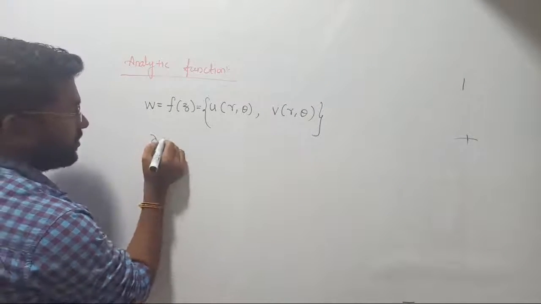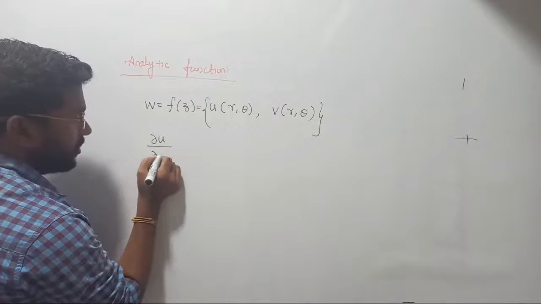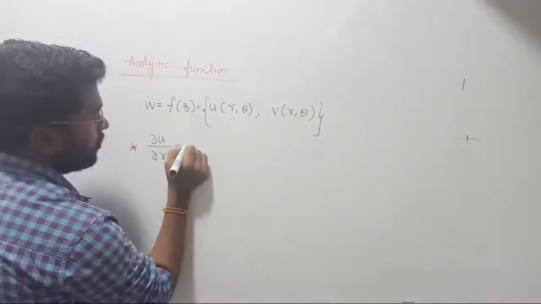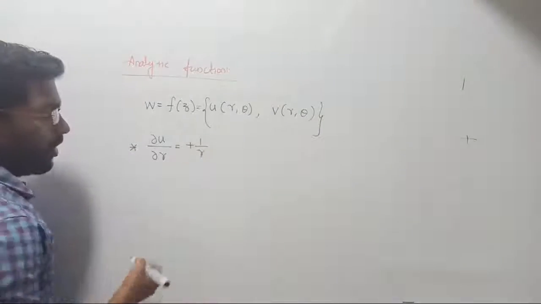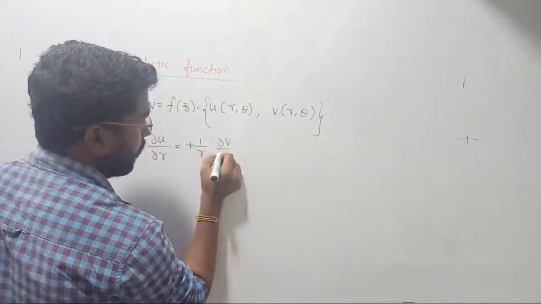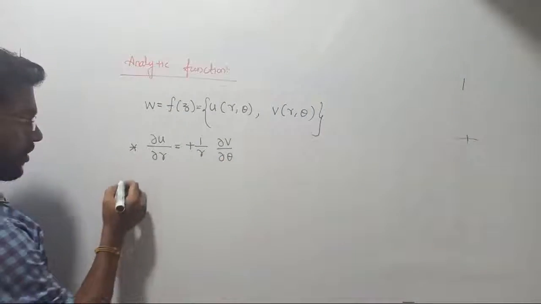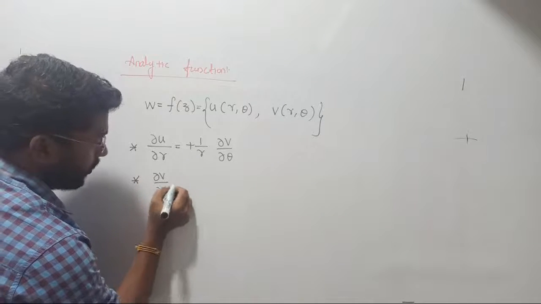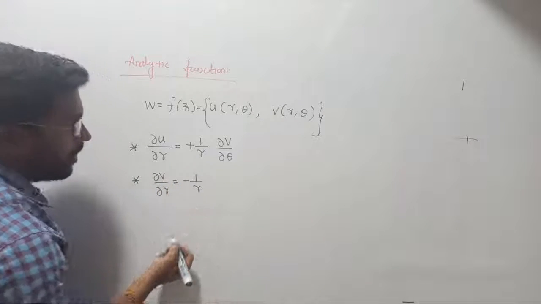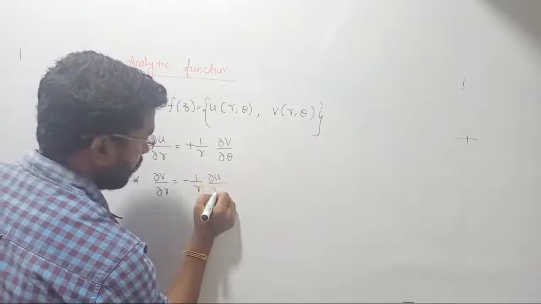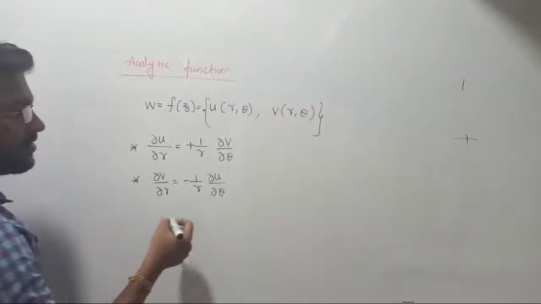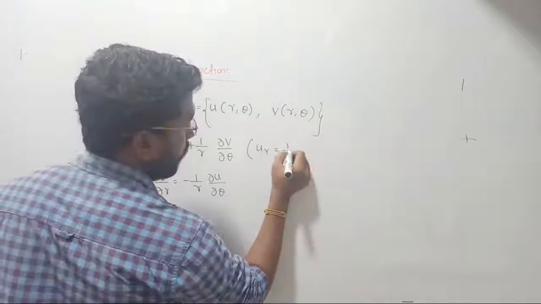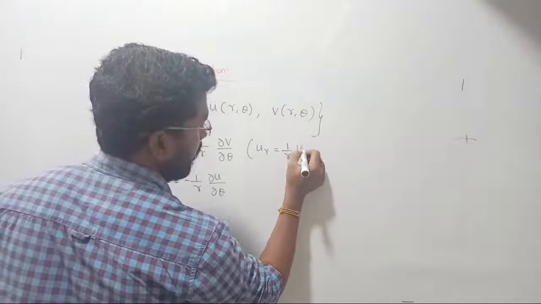The function can be written as, once again you have to do the differentiation. Dou u by dou r. If you differentiate, the second condition I define is that it should be equal to plus 1 upon r into dou v upon dou theta. That is the first condition. For the second, take v and differentiate with respect to r. It will give you minus 1 by r into dou u by dou theta. Clear? If this condition is satisfied, then how can we write this? u r equal to 1 by r times v theta, right?